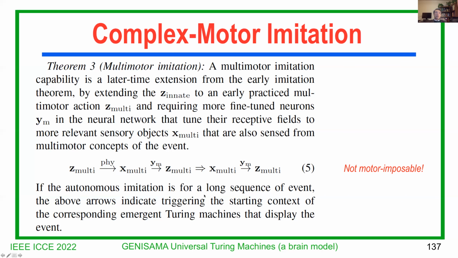If an autonomous imitation is for a long sequence of events, the above error indicates triggering the starting context of the corresponding emergent Turing machine that displays the event. So you don't impose a motor for certain actions like attention. Suppose this is paying attention to certain parts of X, like hearing, right? Suppose they say, listen to me, and you pay attention to my voice. It's not supervisable because it's an internal attention in the brain. So this imitation is key to almost automating the learning for internal actions.